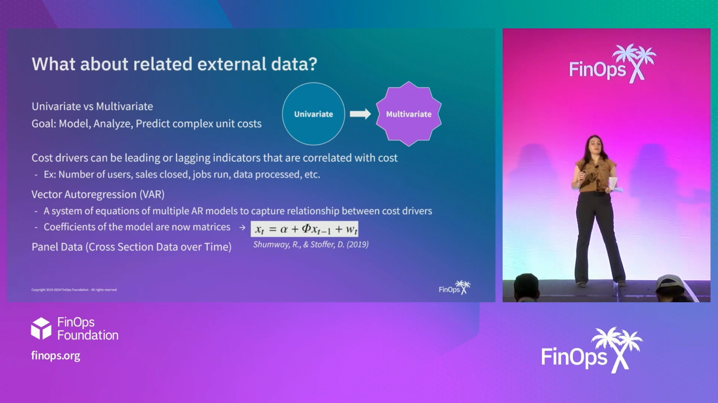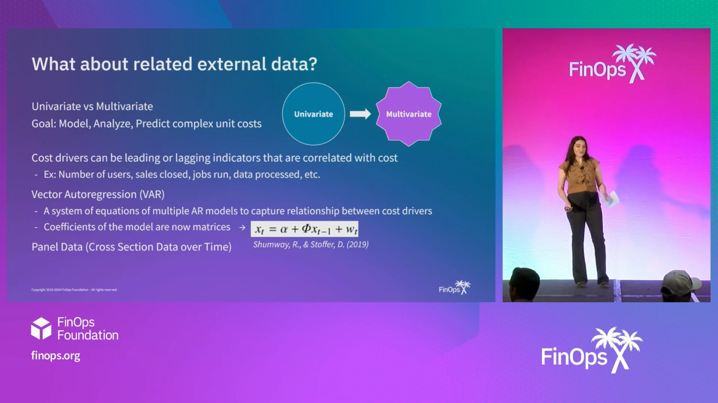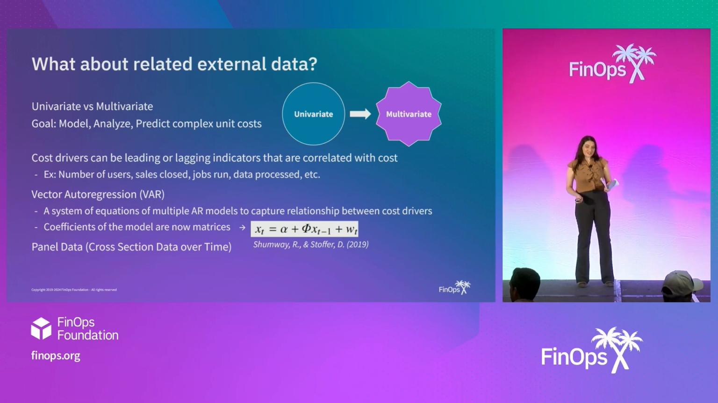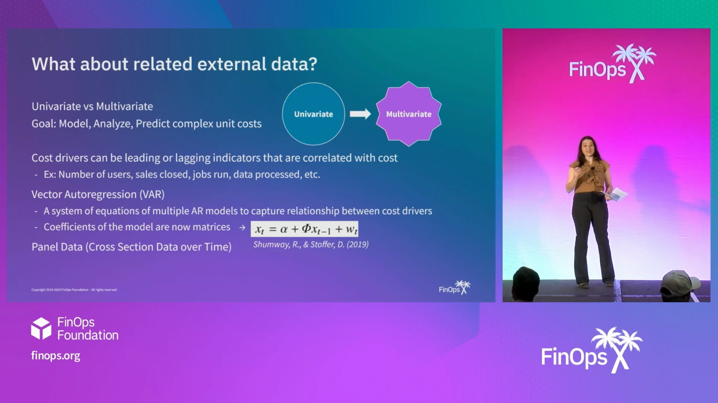And so the data that actually goes into these types of models is called panel data. Now, remember back to the beginning where I talked about the difference between cross-section data and time series data? Well, in this case, we are going to bring in the cross-section data, and we're going to put them together. And panel data is basically just that cross-section data over time. And so this is where it becomes really powerful because now we can model the dynamics between some of the cost drivers and your actual resulting cost trend.